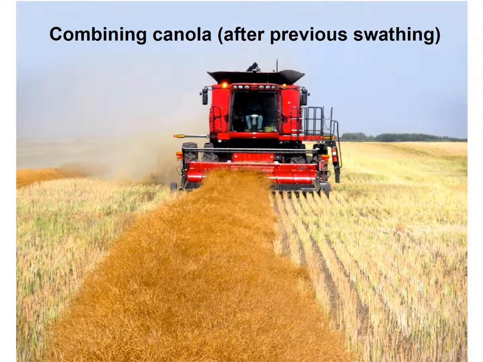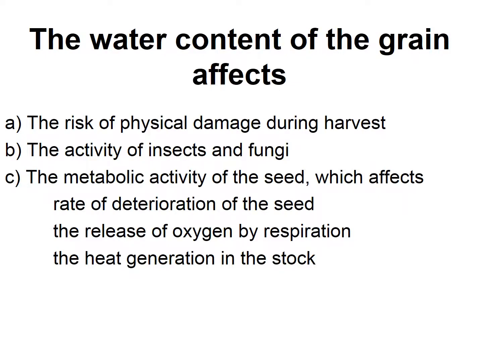The main factor affecting a successful harvesting is the water content of the grain, as it affects the risk of physical damage of the grain during harvest, the activity of insects and fungi, and the metabolic activity of the seed, which in turn affects the rate of deterioration of the seed, the release of oxygen by respiration, and the heat generation in the stock later in the storage facility.